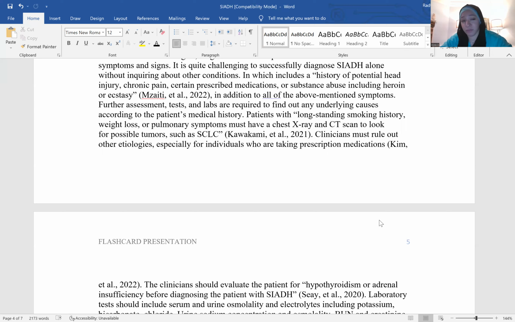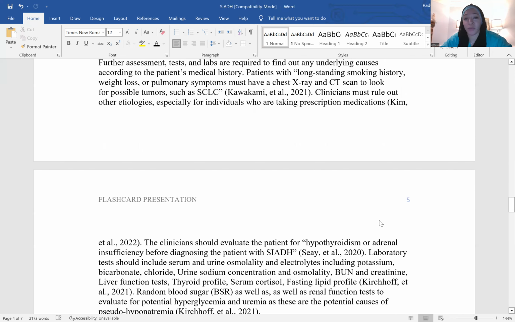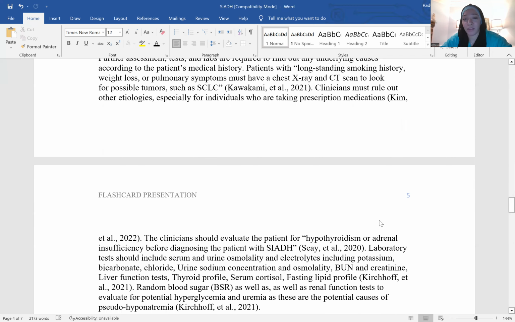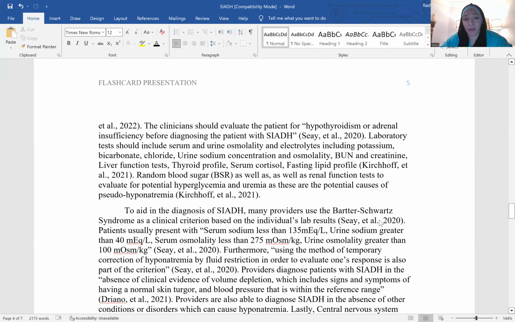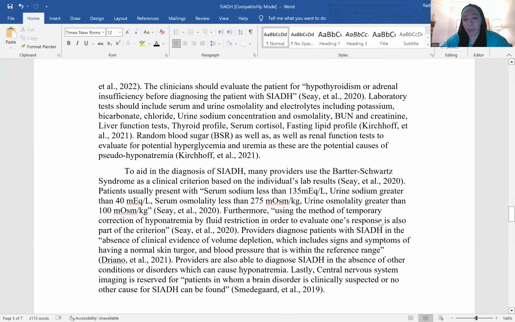Further assessment, tests, and labs are required to find out any underlying causes according to the patient's medical history. Patients with long-standing smoking history, weight loss, or preliminary symptoms must have a chest X-ray and CT scan to look for possible tumors, such as SCLC. Clinicians must rule out other etiologies, especially for individuals who are taking prescription medications. The clinician should evaluate the patient for hypothyroidism or adrenal insufficiency before diagnosing the patient with SIADH.